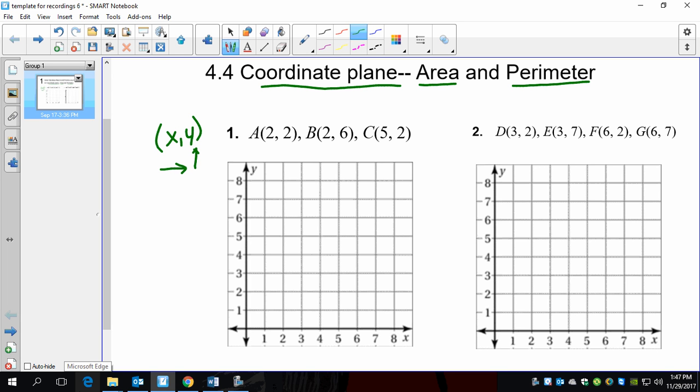Then for B, we want to go over 2 and up 6 and put a dot. For C, we want to go over 5 and up 2 and put a dot. And then for this one, we end up with a triangle. And then essentially it's just connect the dots.